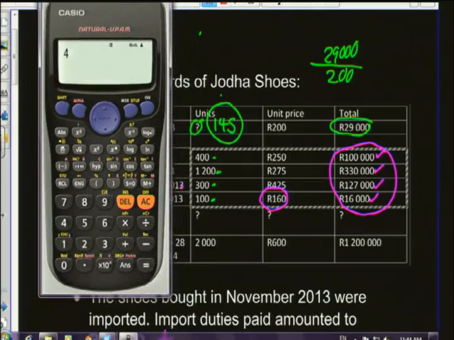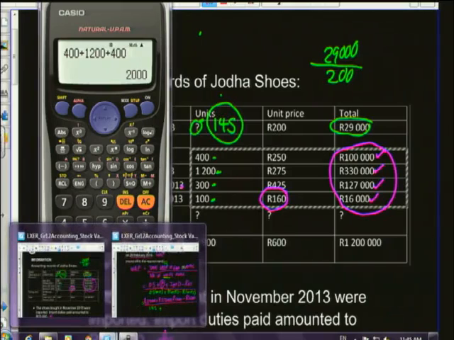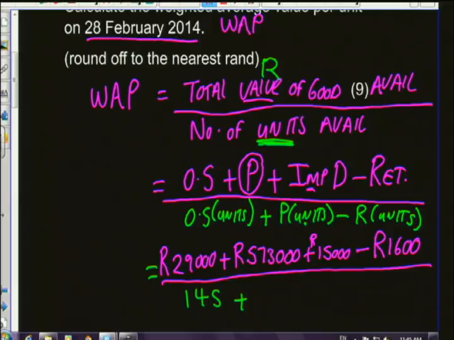Easy calculation, but remember, sometimes important for you to use the calculator, guys. So 400 plus the 1,200 plus 300 plus the 100, which is 400, okay, to give me total units purchased during the year, an amount of 2,000. All right, so let's record this 2,000 as our purchases in terms of units for the year.